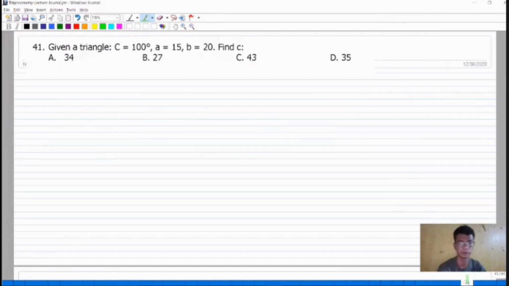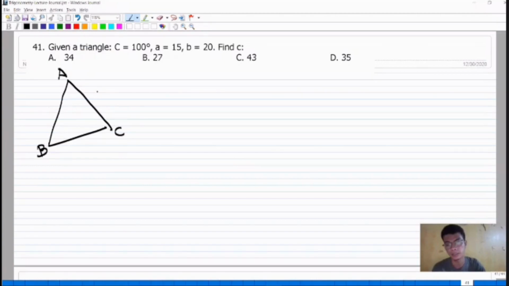Number 41. Given a triangle, sige sabihin na lang natin ito, di ba? Generally kasi yung triangle ay dinidenote natin as triangle ABC, capital A, B, C, and then yung mga opposite sides naman ay mga small letters. So given that the angle C is 100, A is equal to 15, and then B is equal to 20. So malinaw ulit na pinakahanap sa atin yung value ng small letter C given yung A, B, and their included angle. So cosine yan.